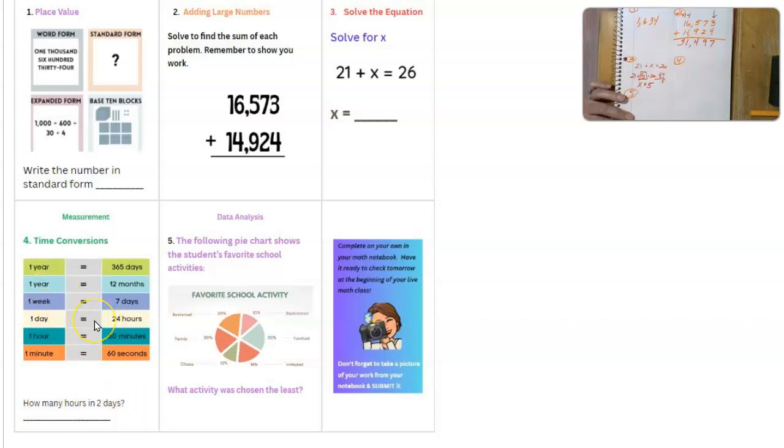Well, if 1 day is equal to 24 hours, yes, I realize I'm putting that on the wrong number, but that's okay. Then 2 days would be double 24 hours. So I could multiply times 2. 4 times 2 is 8. 2 times 2 is 4. There are 48 hours in 2 days.